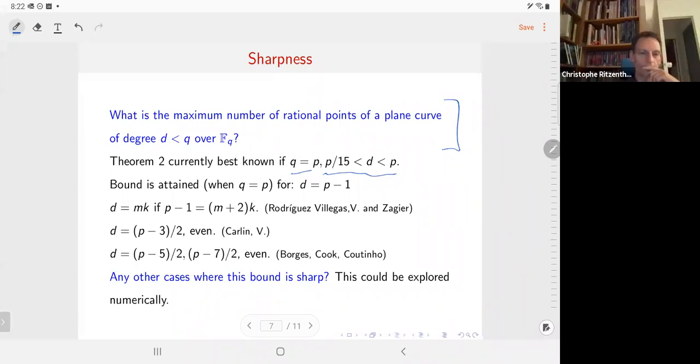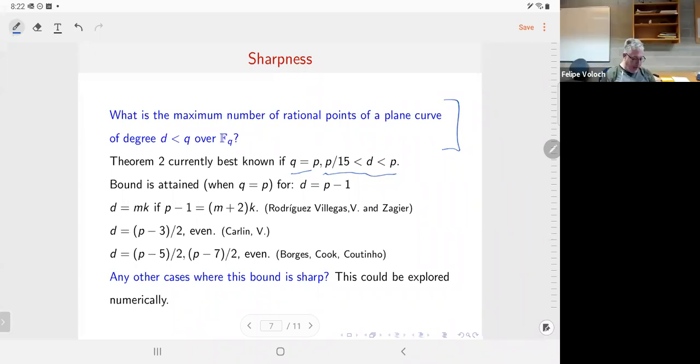Yes, thanks. Okay. So when is this bound attained? The bound is N is less than or equal to (g plus q minus 1) over 2. When the degree is p minus 1, it's easy. Just take x to the p minus 1 plus y to the p minus 1 equal to 2. That's going to have all the points with non-zero coordinates in there. So that's easy.